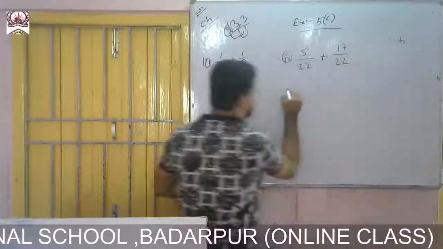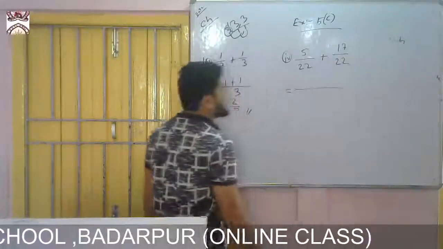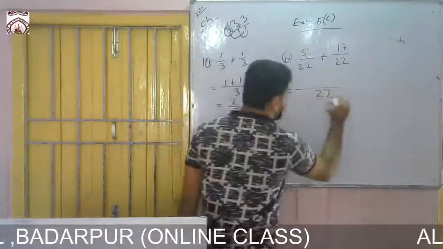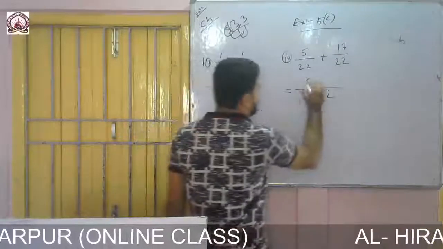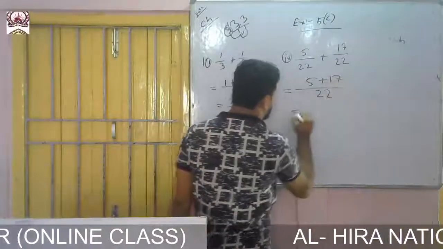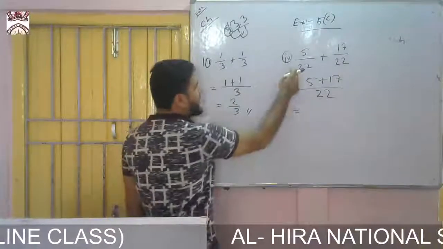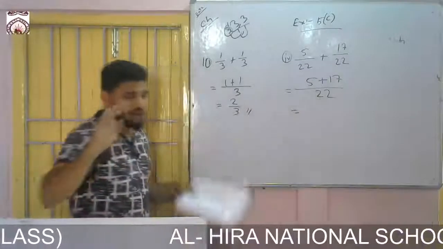So in this case also, the denominators are the same, so the LCM will be 22. So 5 plus 17. How? You divide 22 by 22, so the answer will come here.